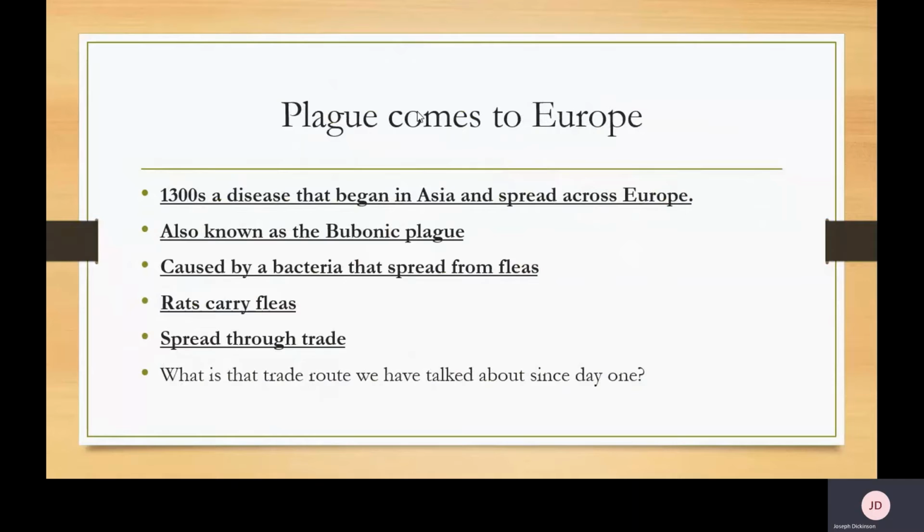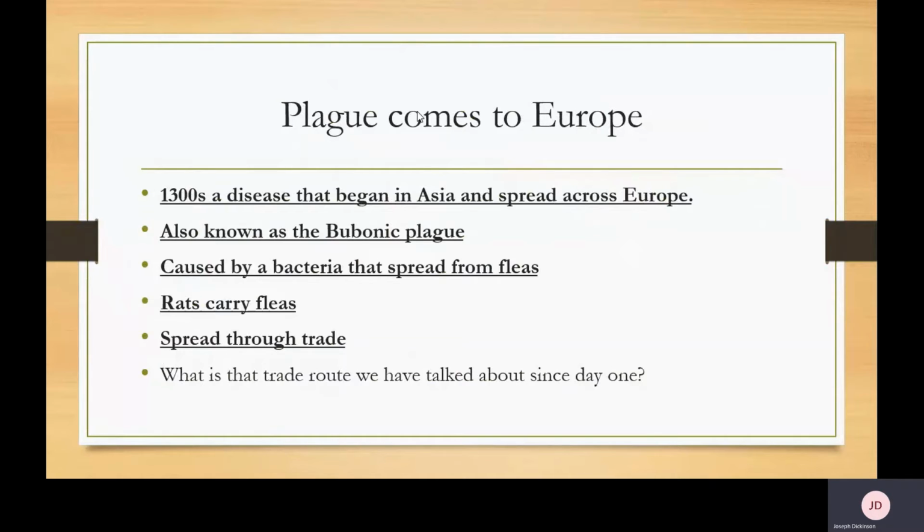All right, so plague comes to Europe. In 1300s, a disease that began in Asia and spread across Europe. It's also known as the bubonic plague. So you may hear it, and may even on your case study test or your Tennessee TCAP test, you may see it as Black Death, or you may see it as bubonic plague. So do not get the two confused. Just know they're the same.